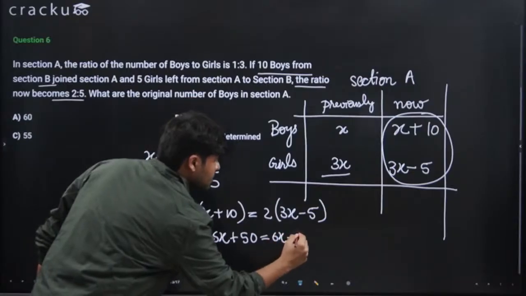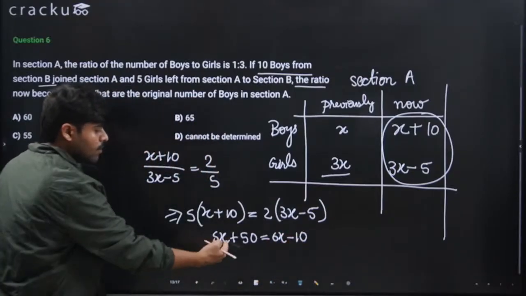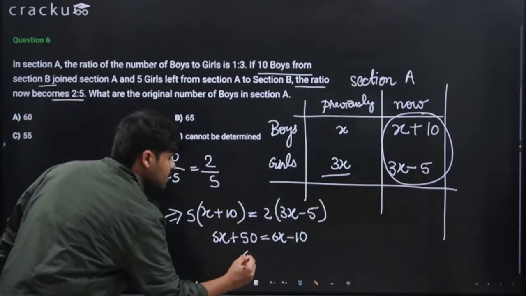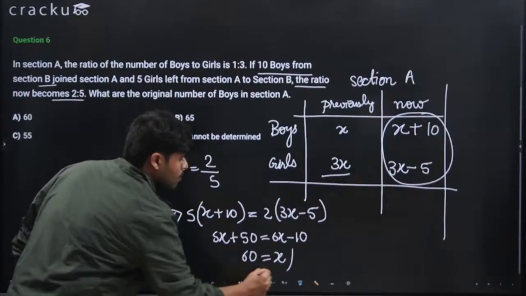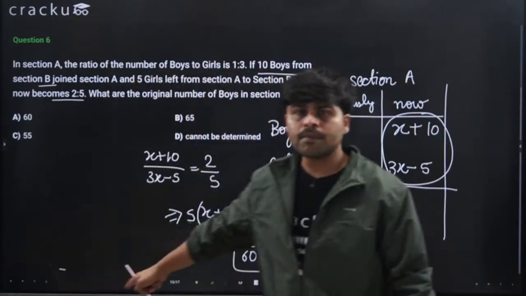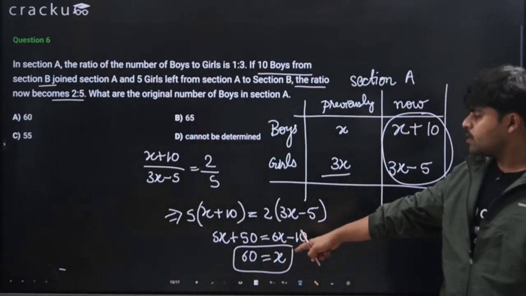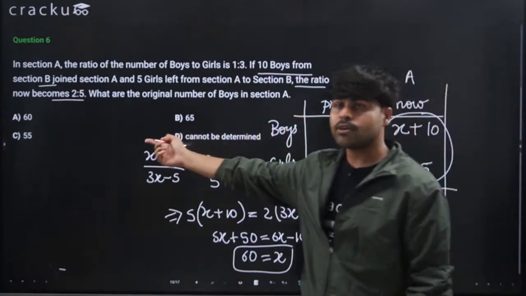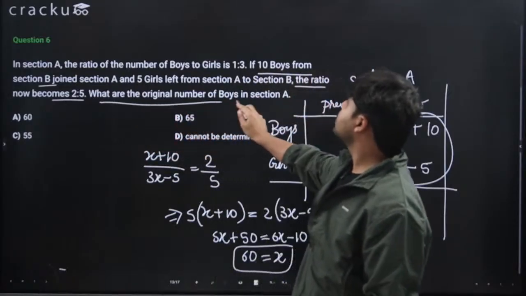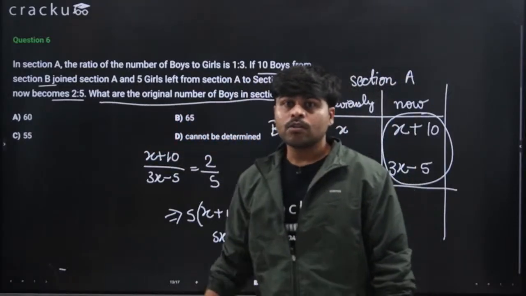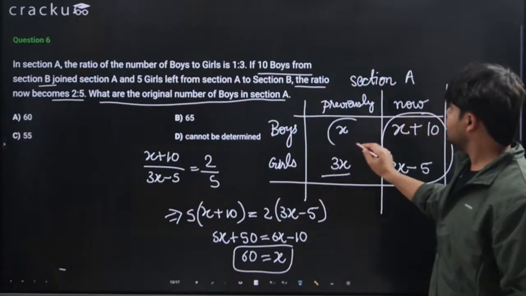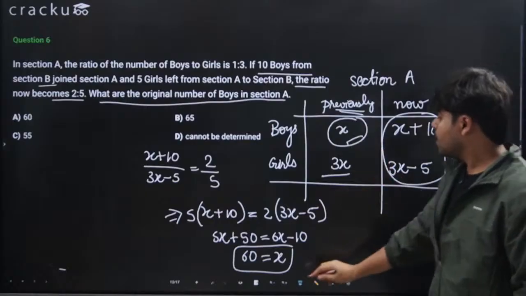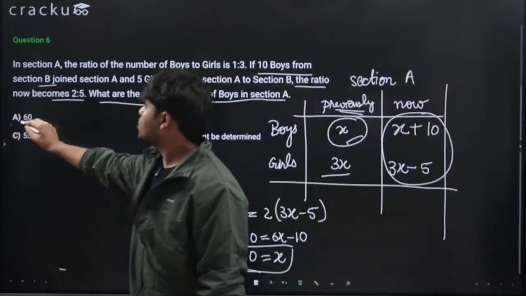6x minus 10. We can subtract 5x from both sides. We can add 10 to both sides. We'll get 60 is equal to x. What is the question asking? The only variable that there was in the whole question, we got the value of that. The question is almost solved. We just need to see what the question is asking. The question is asking what is the original number of boys in section A. The original number of boys, original as in previously, it was x. The value of x is 60. The answer is 60. So option A is the correct answer.